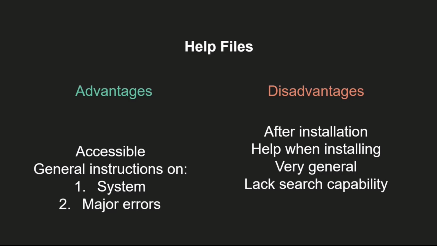For help files, they're accessible at any time when using the program, and they provide general instructions on how to use the system and how to solve some major errors. The main disadvantages are that they can only be used after the system has been installed, and they don't give any help with installing the product or the program. They also generally deal with quite general errors, and some help files don't have any search capabilities.